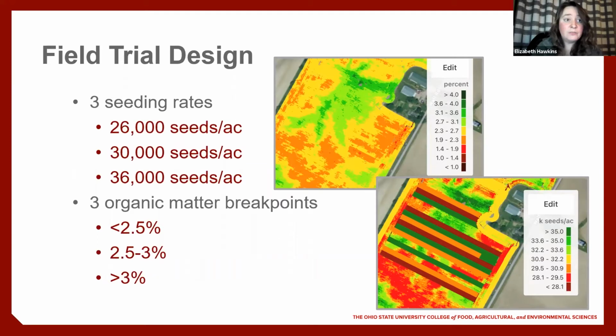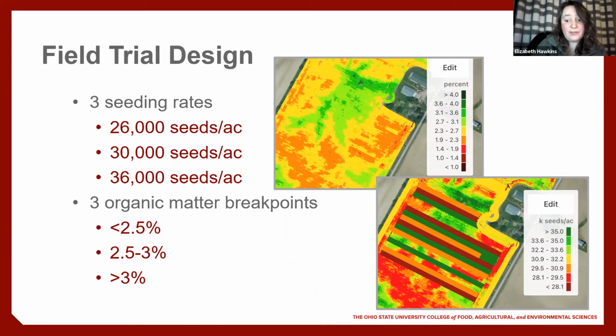So for the field trial, we selected 3 seeding rates, 26, 30, and 36,000 seeds per acre. And then we selected 3 breakpoints in organic matter content where the seeding rates would change. We matched the highest seeding rate with the areas of the field with the highest organic matter content, and the lowest seeding rate with the areas with the lowest organic matter content. We then laid strips of each seeding rate across the whole field to allow us to compare the performance of each seeding rate across all of the organic matter zones, so that we could see if we made the best decision at the end of the season.